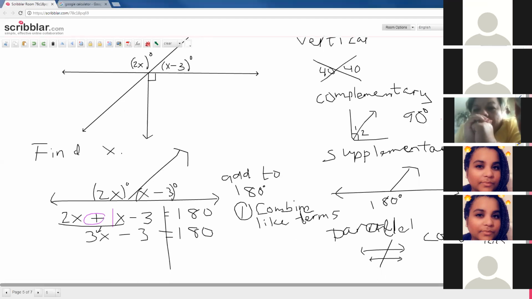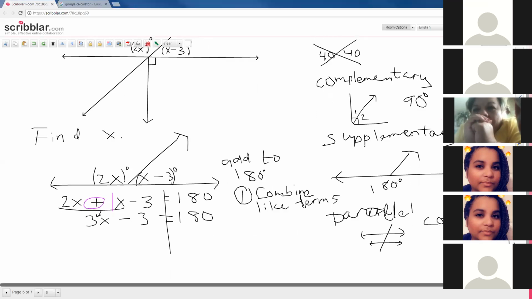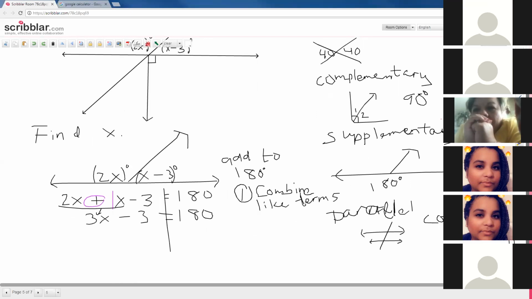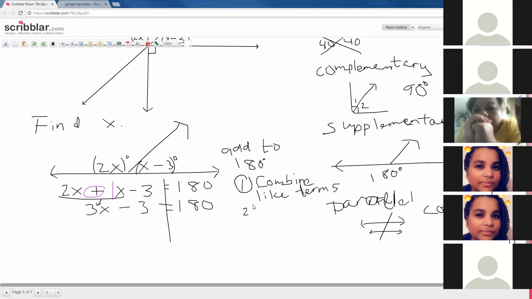I'm going to scroll down a bit so we have some room to write. So we've combined the like terms. We need to do opposites. And when we do our opposites, we almost always, it's like 98% of the time, we do the opposite of addition or subtraction first. So right now we are subtracting 3. What is our opposite of minusing the 3?